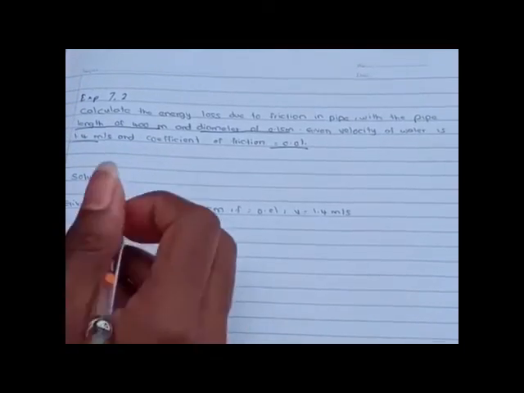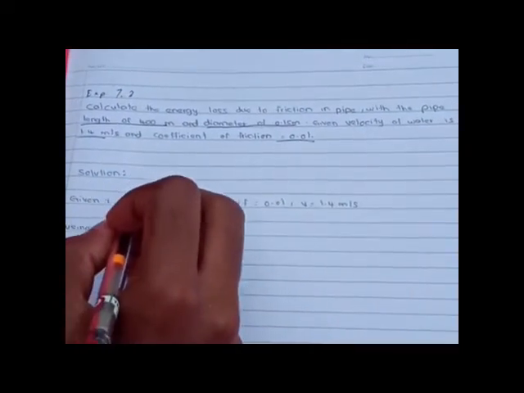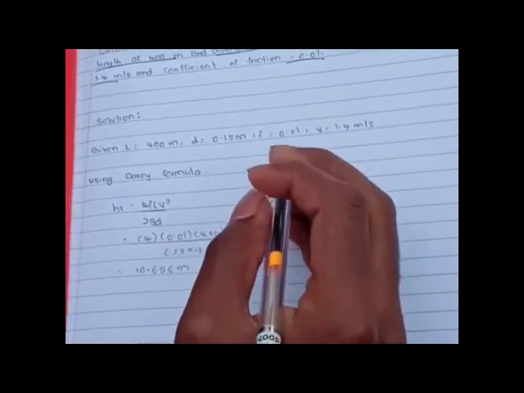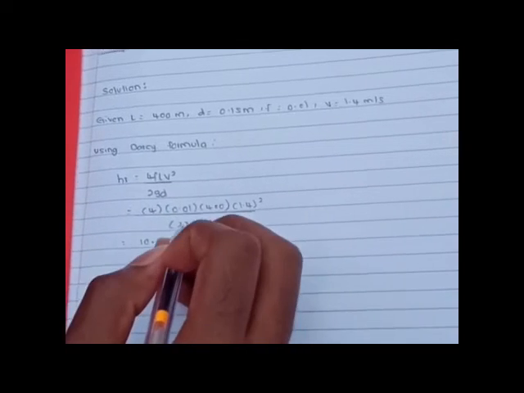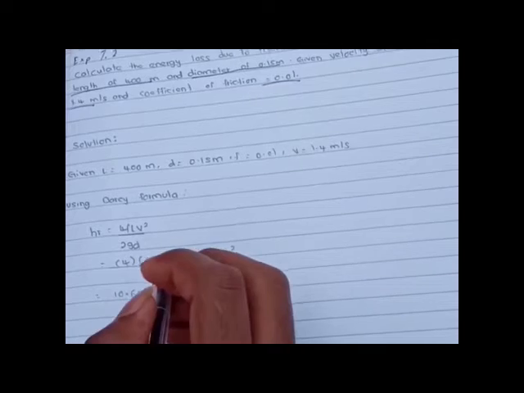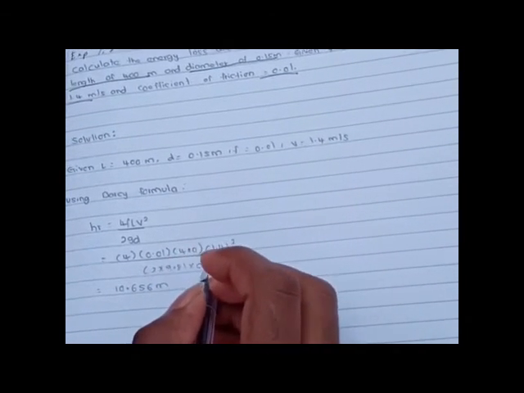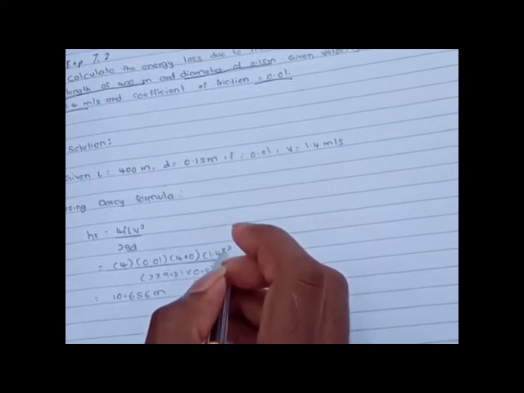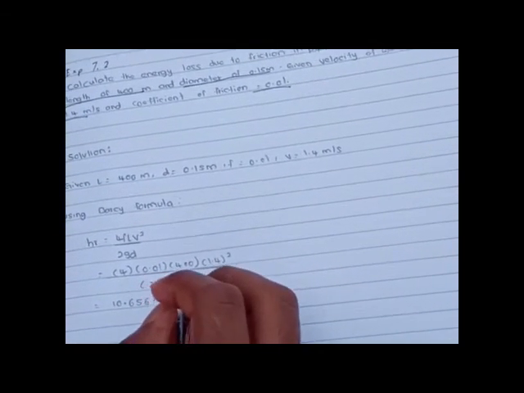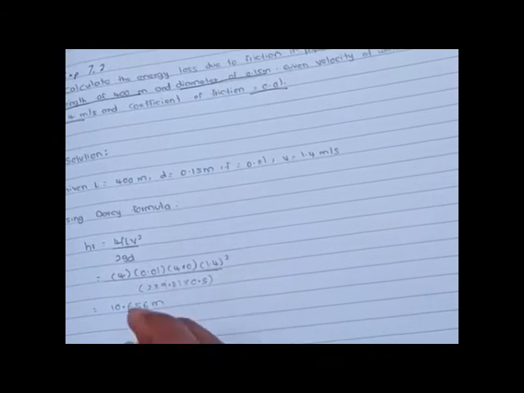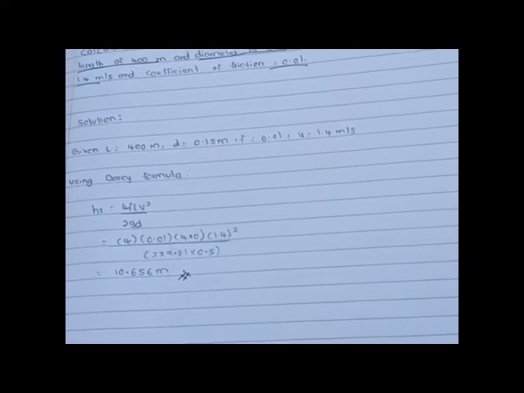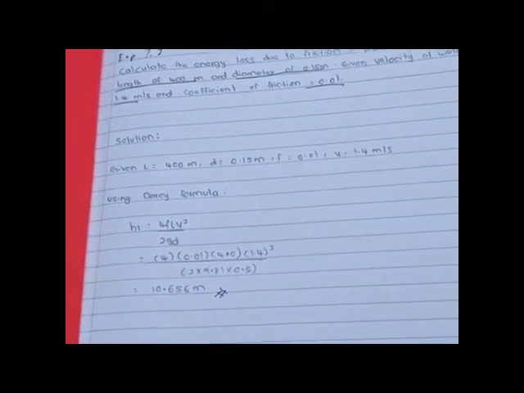So we will write down all of the given information above and then just put that in the formula. So you can see 4 times 0.01 times 400 times 1.4 squared over 2 times 9.81 times 0.15, and then the answer is 10.656 meters, and that's all.